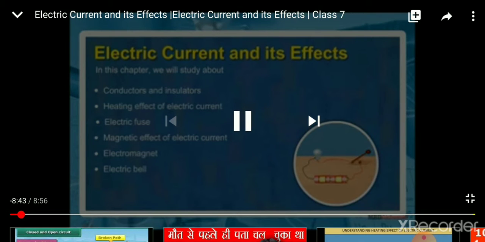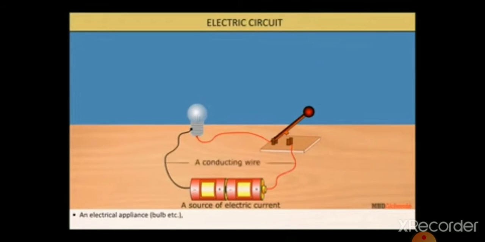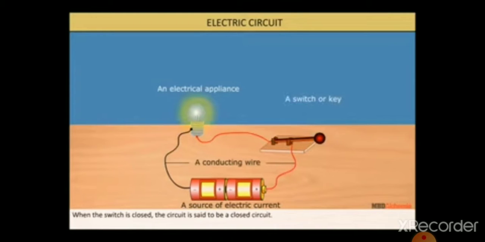So first of all, we will learn about electric circuit. So what is electric circuit? It is the closed conducting path in which the electric current flows is called an electric circuit, and it consists of a source of electric current, cells, a conducting wire, an electrical appliance, that is bulb, and then switch or key. And when the switch is closed, the circuit is said to be closed circuit and the bulb will start glowing. And in this condition you can see current flows and the appliance works.